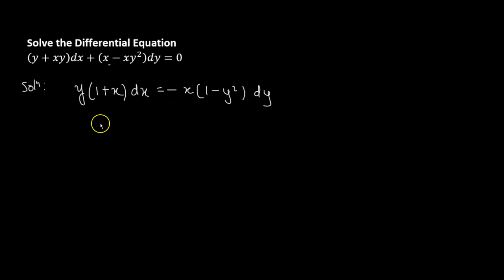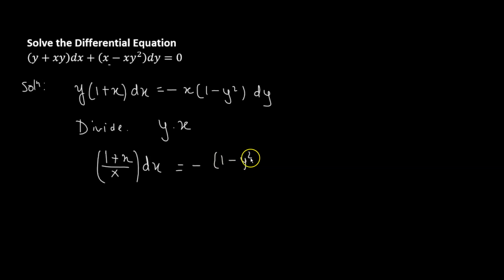Now we will divide both sides by y times x. So that gives us 1 plus x, whole divided by x, times dx equals negative 1 minus y squared, whole divided by y, dy. So this is in the separable form. That means we can integrate both sides.